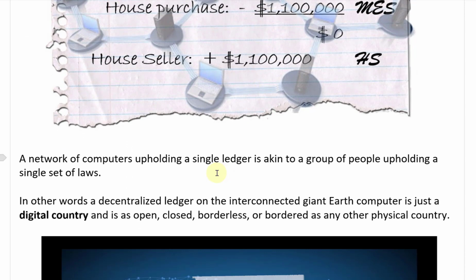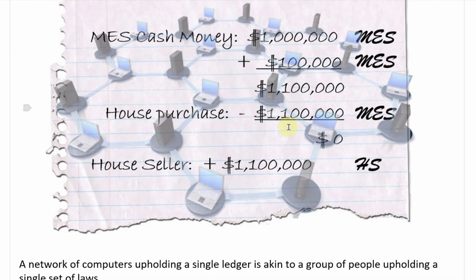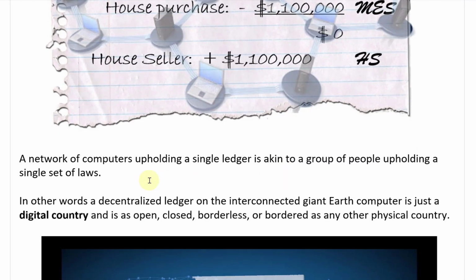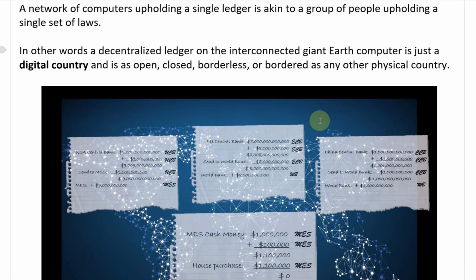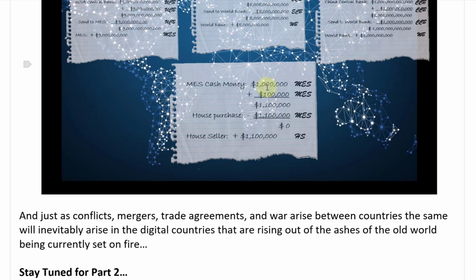A network of computers upholding a single ledger is akin to a group of people upholding a single set of laws that you're going to follow. If you want to be part of this, you have to follow the rules, whether it's proof of stake, proof of work, and so on. In other words, a decentralized ledger on the interconnected giant Earth computer is just a digital country and is as open, closed, borderless, or bordered as any other physical country. So these are pretty much like countries, and how they interact or connect is just like how countries do.